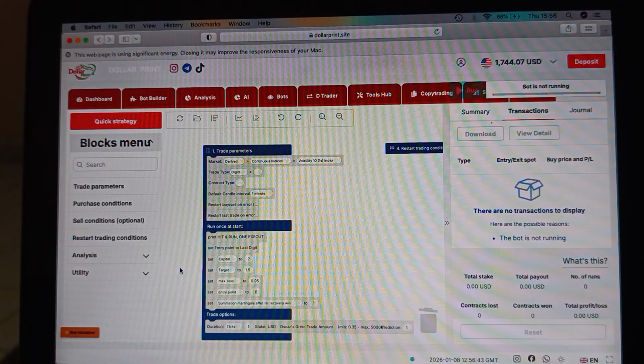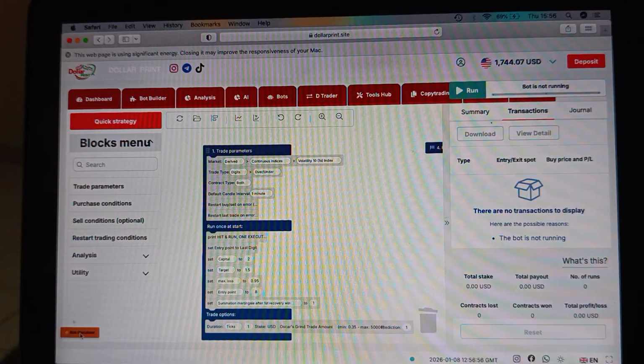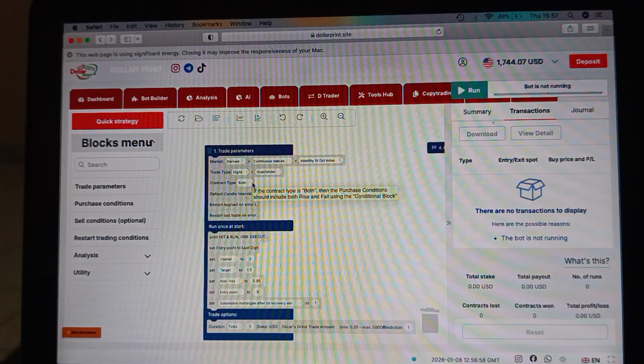But if you don't want to do the under 6, you can use it for under 8, under 9. You won't lose a penny, guys. Trust me on this. Actually, for under 8 and 9, it's a flipper. And also for under 7.